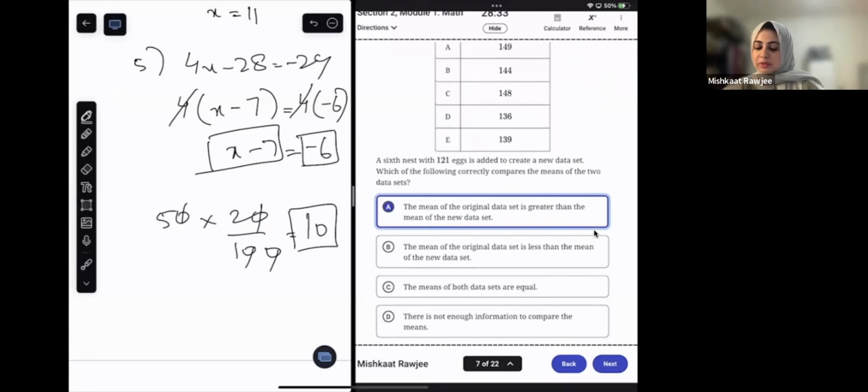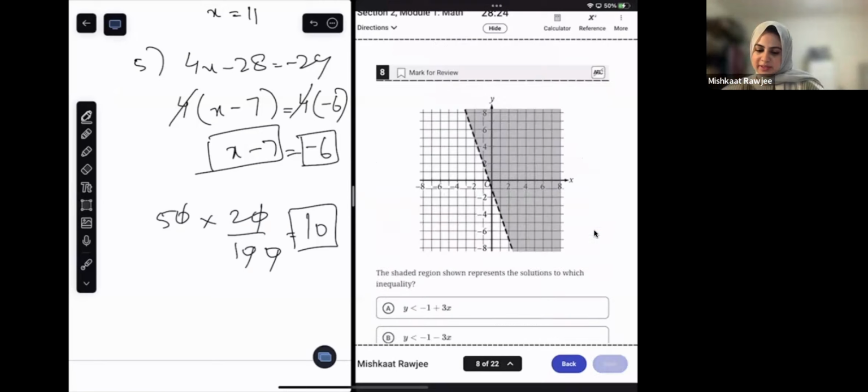That makes sense. So A would be our answer. They can't be equal. The original data set would be more because they have higher numbers and 121 makes it lower. So that's it. We go next.